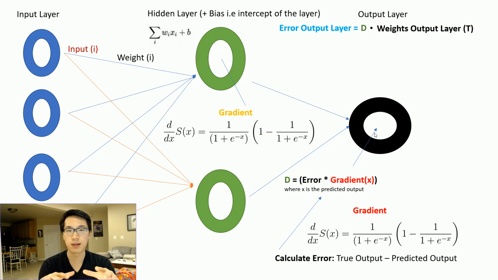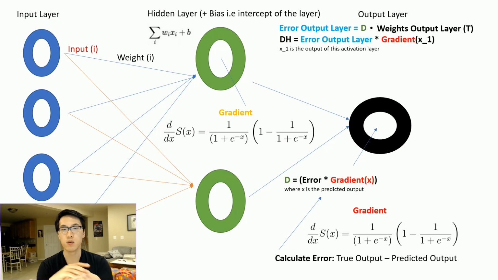That is going to be the output layer over here. And then what we do there is that we get our error output layer, and we multiply that by the gradient of our given output layer, where x sub 1 is the sum product of our inputs and our weights that are coming into this black node over here.